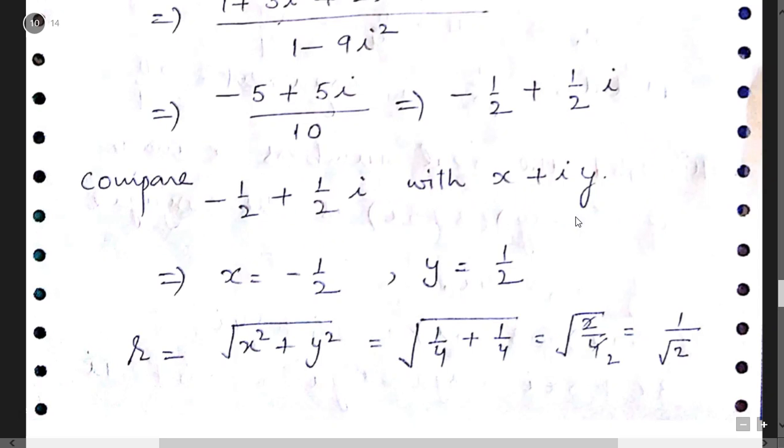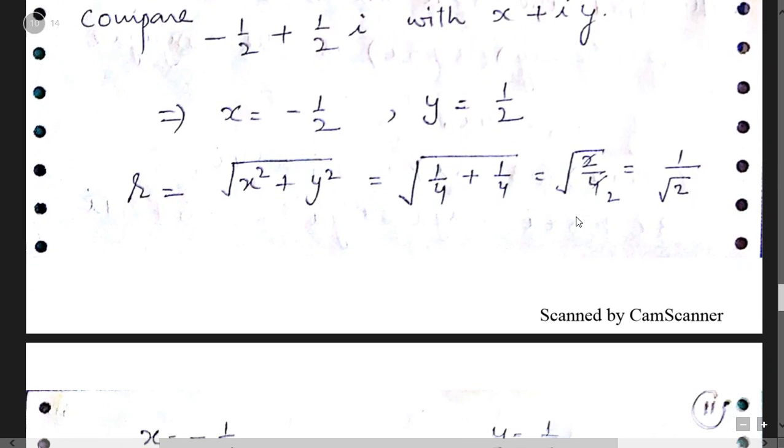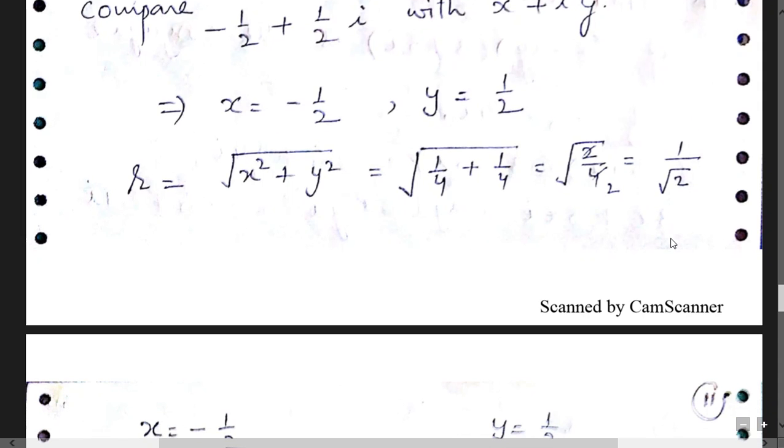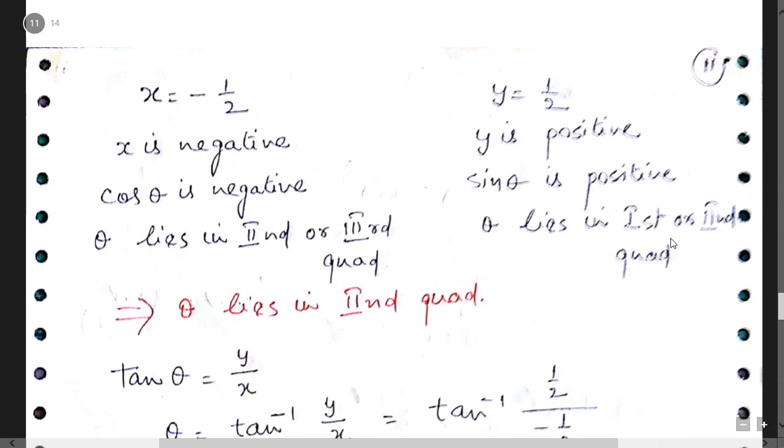Now compare this term with x plus iota y. Value of x is minus 1 over 2 and y is 1 over 2. Now calculate the value of modulus. Square root of x square plus y square. It's 1 over 4 plus 1 over 4, 2 over 4. It's 1 over square root 2. Now, value of x is negative and value of y is positive. If x is negative, it means theta lies in second or third quadrant. If y is positive, it means theta lies in first or second quadrant. Clearly, second is common. It means theta lies in second quadrant.